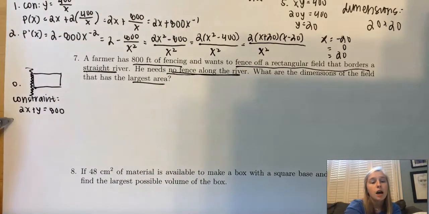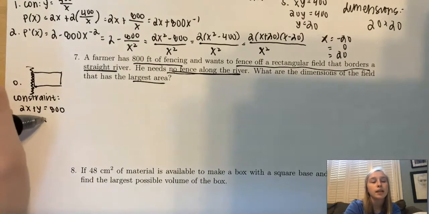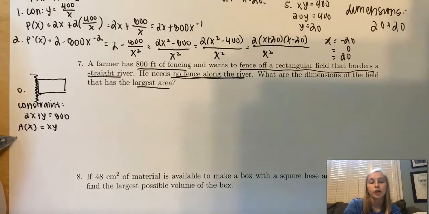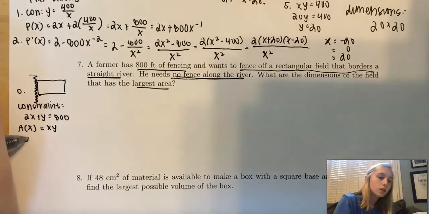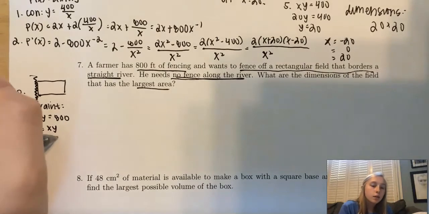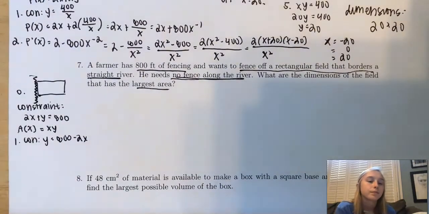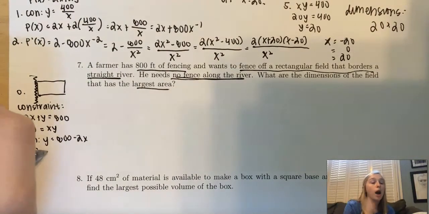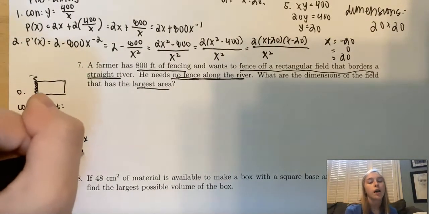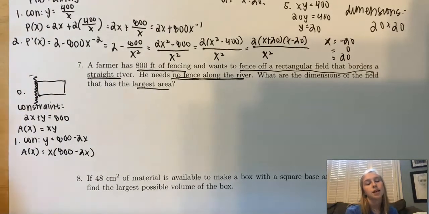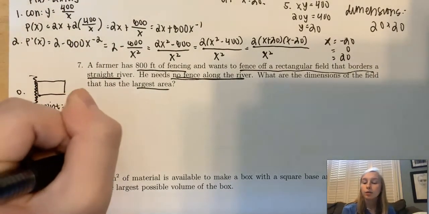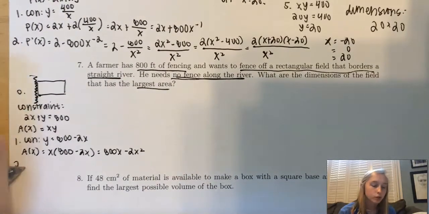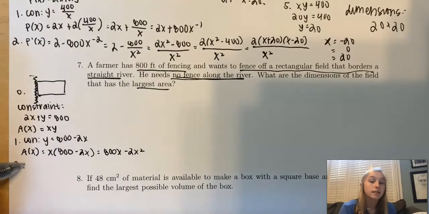The constraint, it's area, it's looking for the inside of the rectangle, which is just x times y. That does not change with the weird constraint. So, once again, we're isolating y, and then we are plugging that y into the y for A of x. So you get x times 800 minus 2x. And once again, I'm going to write that out so that it's the easiest to take the derivative of, because step number 2 is finding A prime of x and setting it equal to 0.